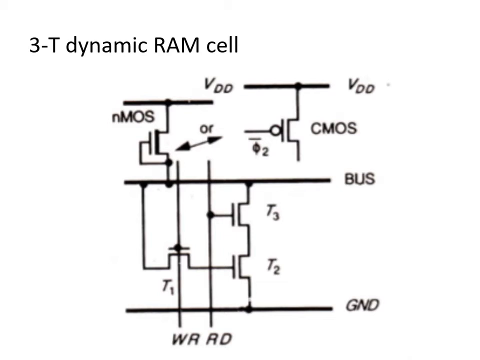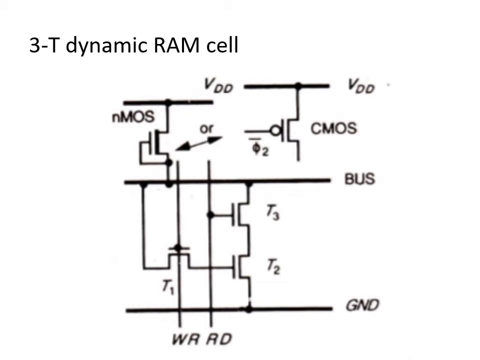Now let us see how read operation is carried out. For performing read operation, the control input read has to be 1. So T1 will be in off state, and now the transistor T3 will be in on state, because read is 1. This transistor T3 will turn on. Now the data which is stored as gate capacitance in T2 is made available in the bus.